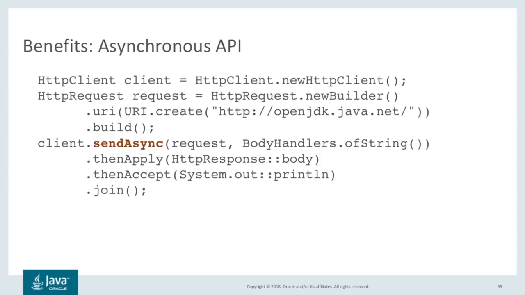The CompletableFuture thenApply method maps the HTTP response to its body type, which in this case is a string. The thenAccept method consumes the string and just prints it out. Finally, the join method blocks until the response string is printed.